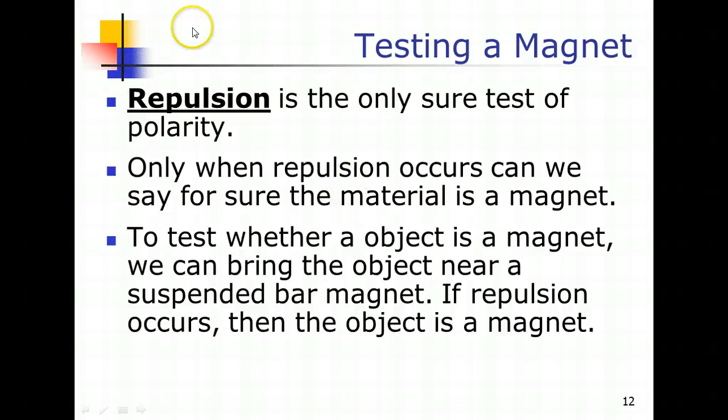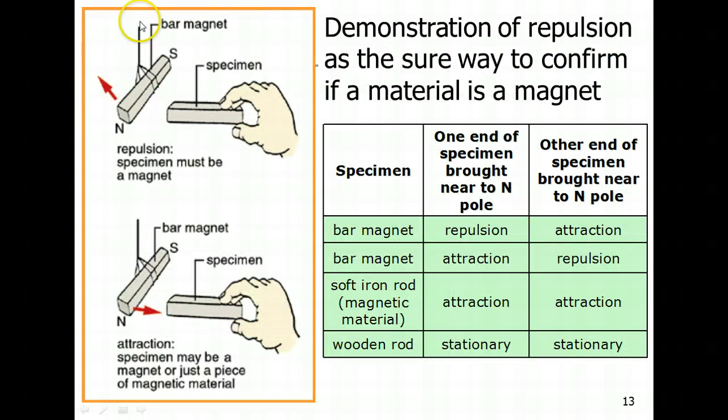The only sure way to do that is through the test of repulsion. Only when repulsion occurs between the iron bar and a permanent magnet can we say for sure that the iron bar is a magnet. Now let's look at the next slide. Let's look at the diagram over here, the first diagram at the top.